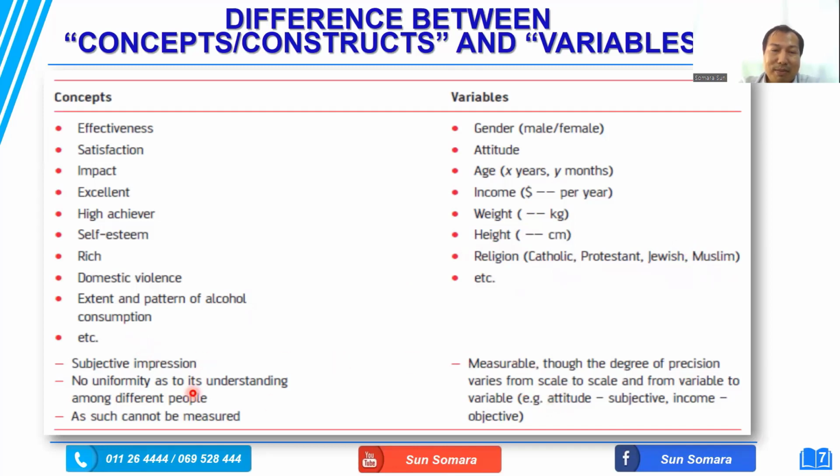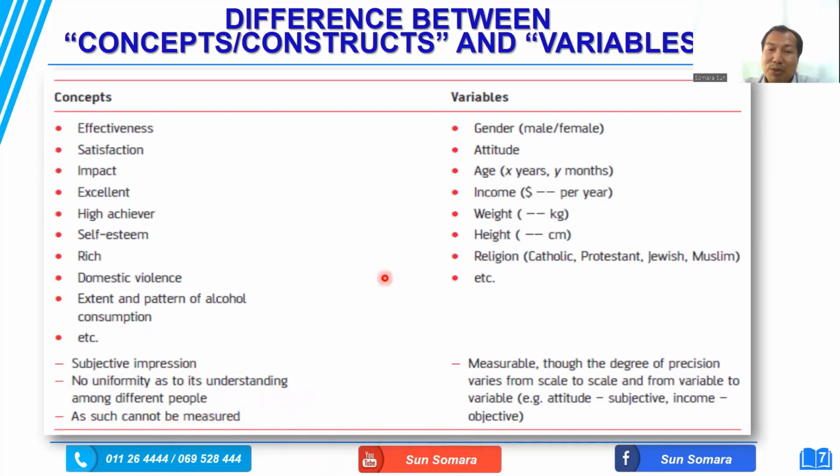So when we talk about this part, we can say subjective impression can be various. When we talk about effectiveness, it might vary for different people, with no uniformity as to its understanding. It is not something unique among different people here. As such, it cannot be measured.